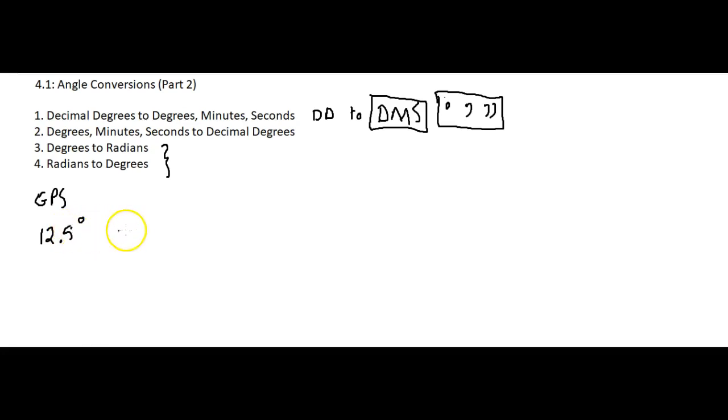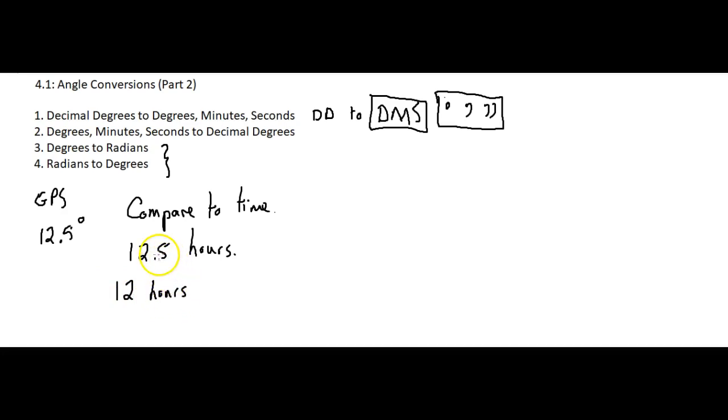Very much like we do with time. So, for instance, if you think of this as 12.5 hours, compared to time. Everybody's pretty used to that, so I think this is a good comparison to make. So 12.5 hours. Another way to state that is to say it in hours and in minutes. This is 12 hours, and half an hour, well, 1/2 an hour is how many minutes? 30 minutes, okay?